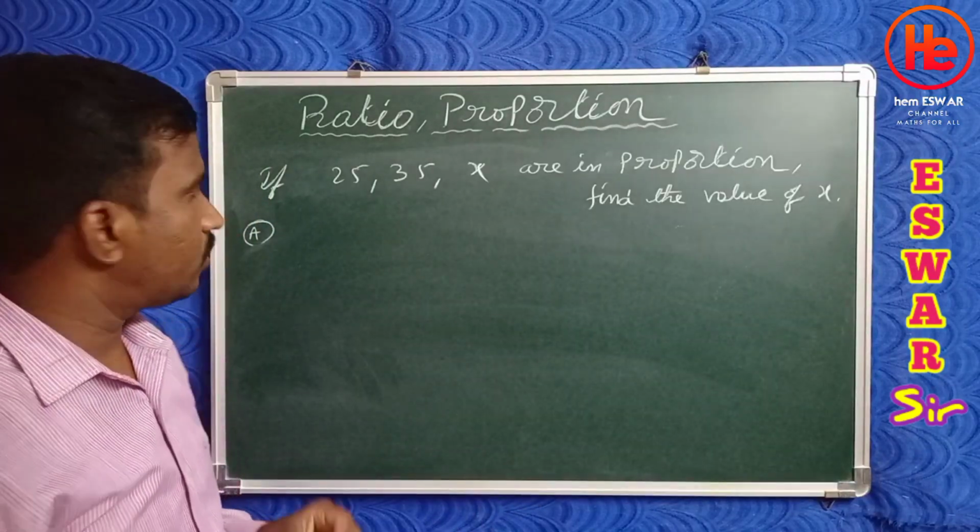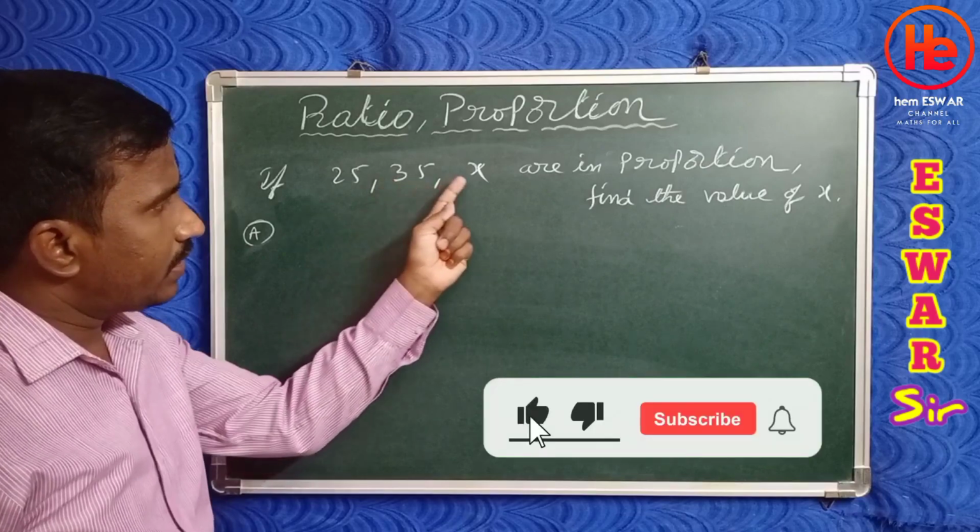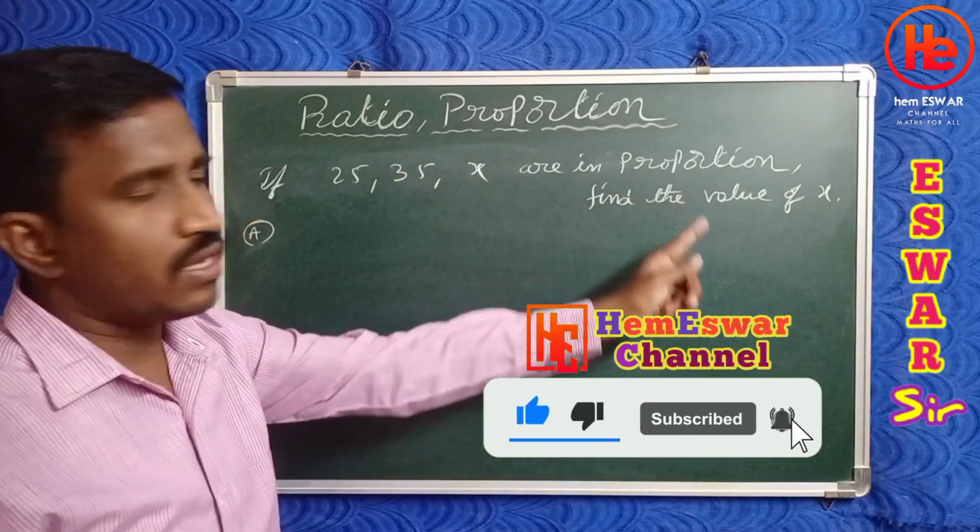Now take one more example. Here 25, 35, x are in proportion. Then find the value of x.